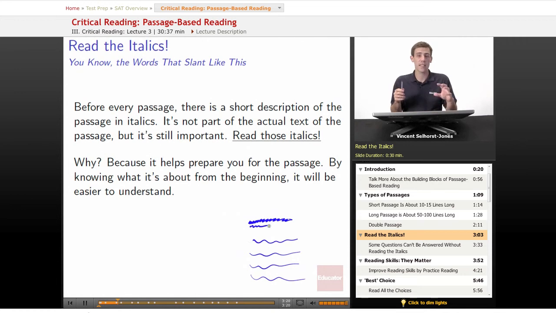Why should you read that? The part in italics gives you a brief description of what you're about to see in the text. So that helps you prepare for the passage. By having some idea of what you're about to read, it's that much easier to understand what you read once you actually start reading it.